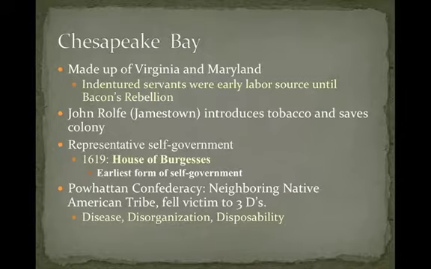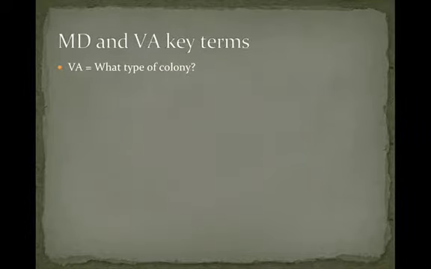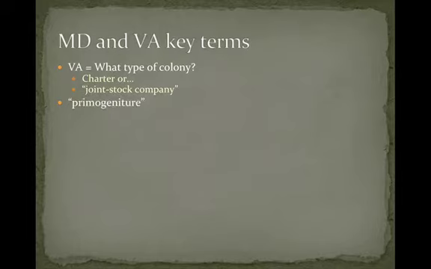Maryland and Virginia, some key terms. Before we get into these, can you remember what type of colony Virginia was? That's right. It was a charter or a joint stock company. Remember, the stockholders of these types of companies both share in the profits and the losses of these particular types of colonies.